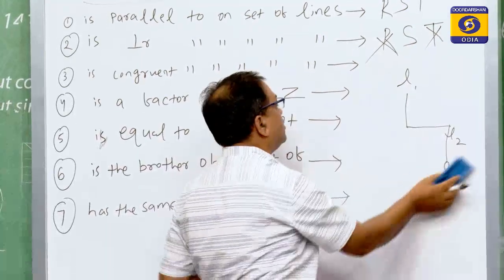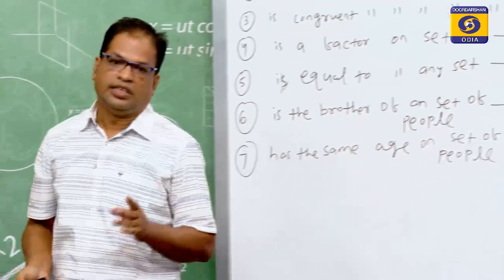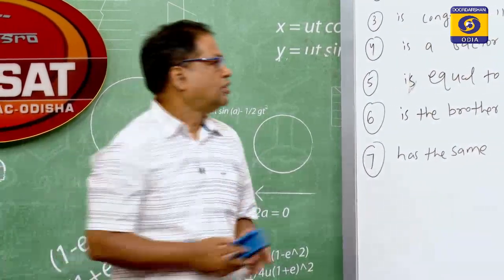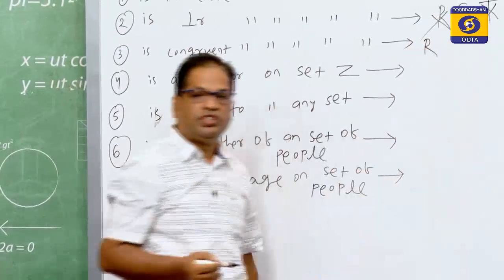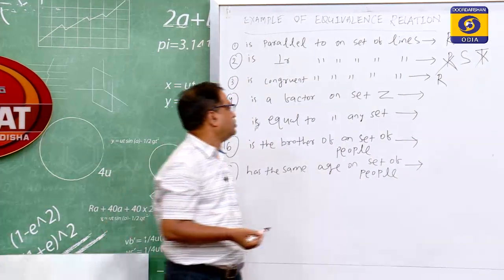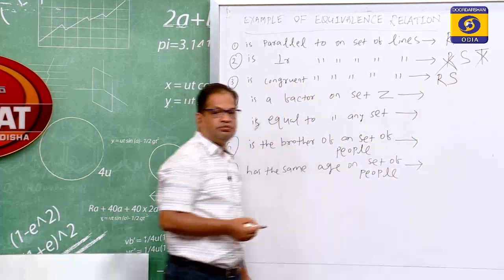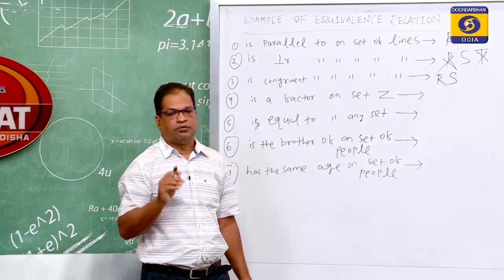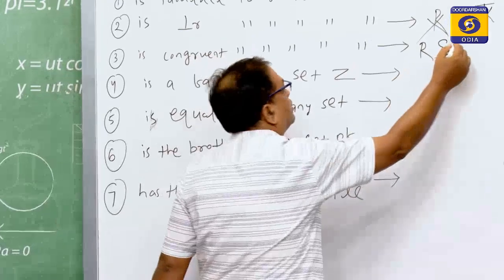And the third one is "is congruent to" on the set of triangles. Any triangle is congruent to itself. So it is reflexive, and if triangle ABC is congruent to DEF, then DEF is also congruent to ABC. So this is symmetric and transitive. If ABC is congruent to DEF and DEF is congruent to PQR, then ABC is also congruent to PQR.